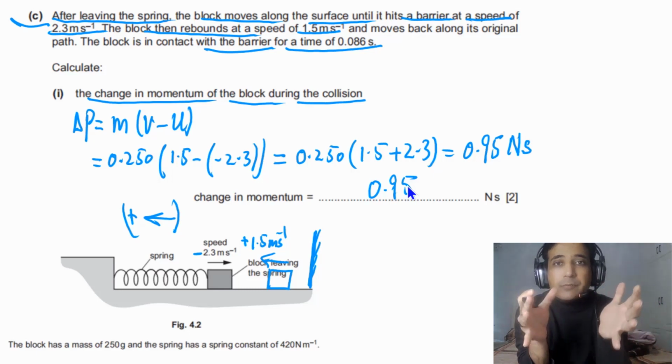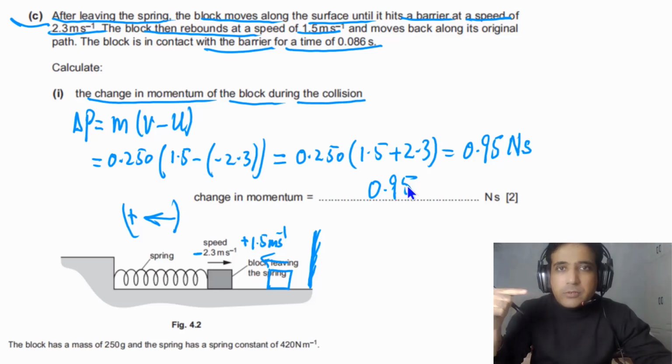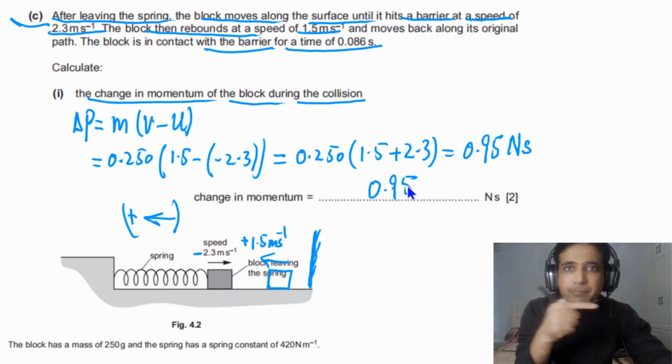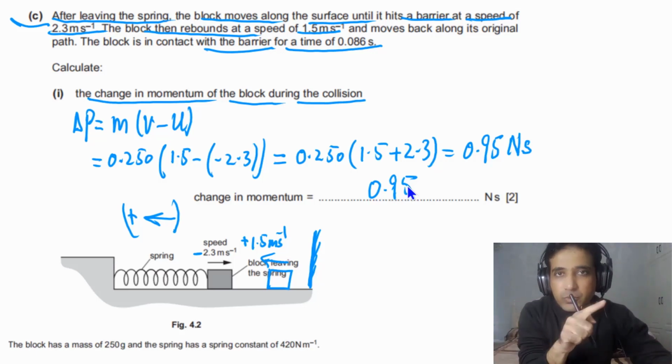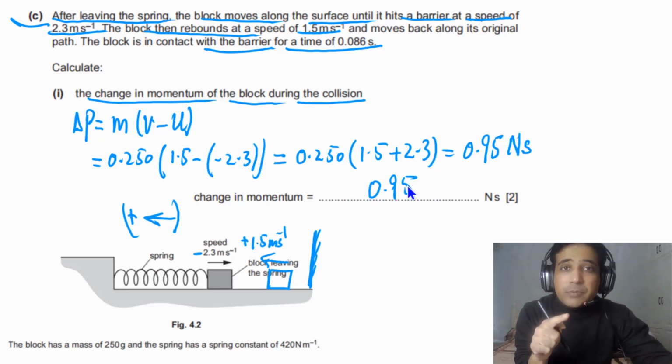So in this case, the resultant force on the block is to the left, so we have taken left as positive, so our answer is positive. If you take right as positive, your answer will be negative, but the magnitude will be the same.